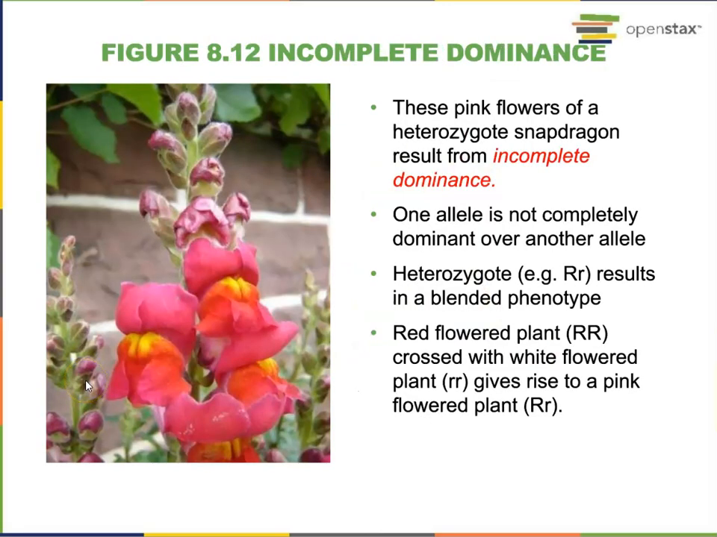Now let's look at examples of non-Mendelian genetic types. The first genetic type that does not follow Mendel's genetic laws is incomplete dominance. Incomplete dominance is the situation in which one allele is not completely dominant over another allele. For example, if big R coded for red color of the flower and little r coded for white color of the flower, the heterozygous Rr will result in a blended color, like pink.